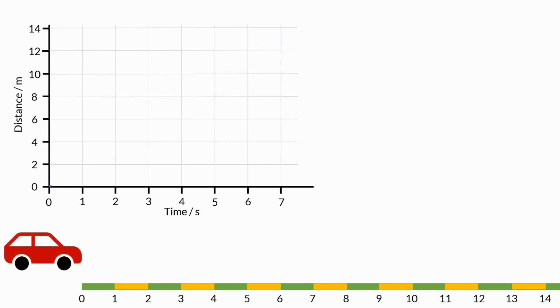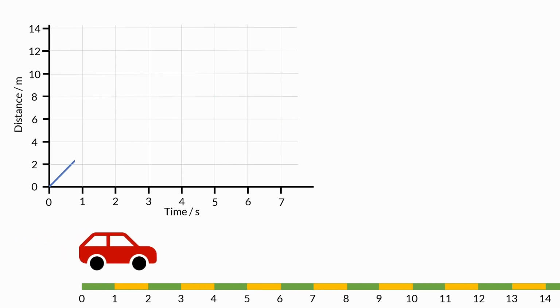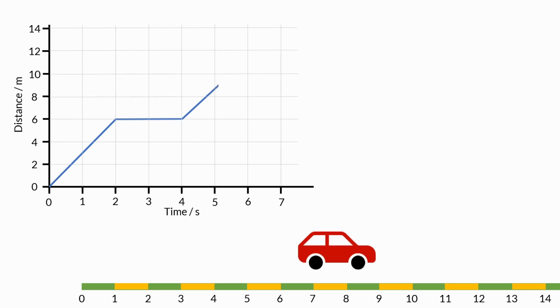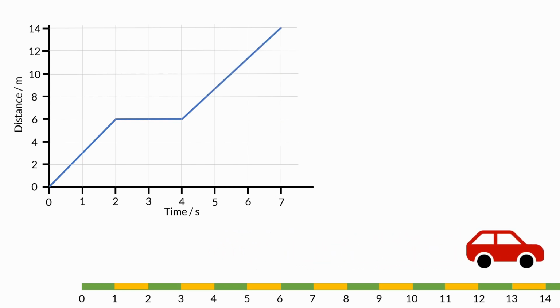Let's try this again. Here our car goes forward, but now it's stopped for a while. And it starts moving again. And we get this very distinctive shape in the graph, which I'm going to split up into 3 sections, A, B, and C. A, rise of 6, run of 2. So its speed equals 6 over 2 equals 3 meters per second.